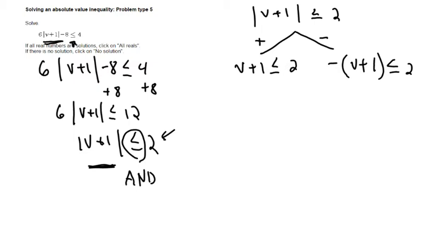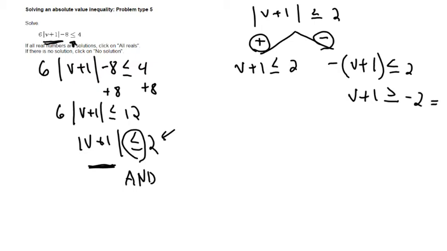So because this is an absolute value, it could be positive, as we see in this piece, or it could be negative, as we see in this piece. And when it's negative, the absolute value will make it positive. Now, notice that if this is negative, we can multiply both sides by negative 1, and we get v plus 1 is greater than or equal to negative 2. Remember, when you multiply or divide by a negative number, that changes the direction of the inequality.